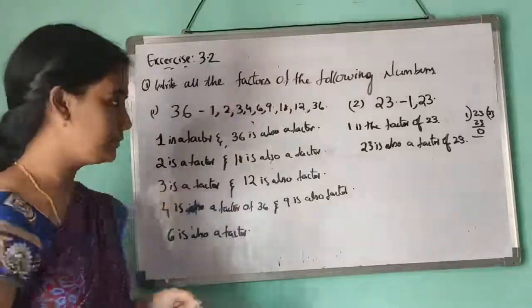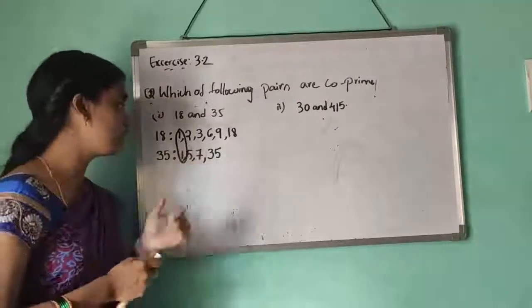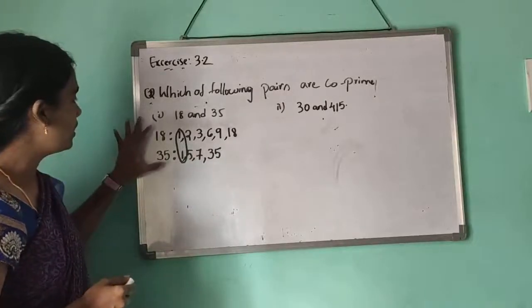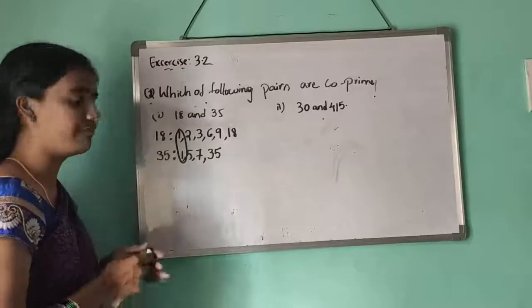1 is a common number there. At least one common number is there. Then 18 and 35 are co-primes.